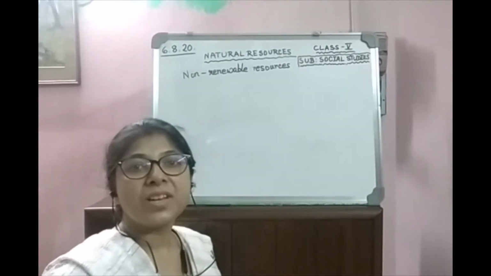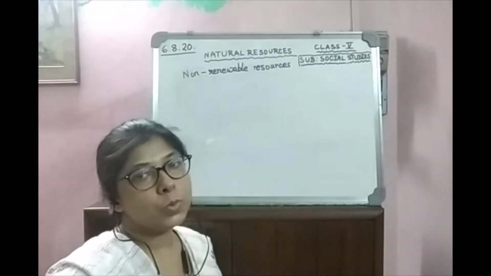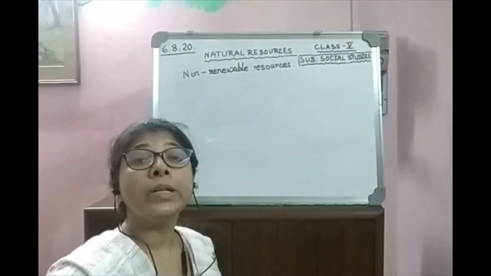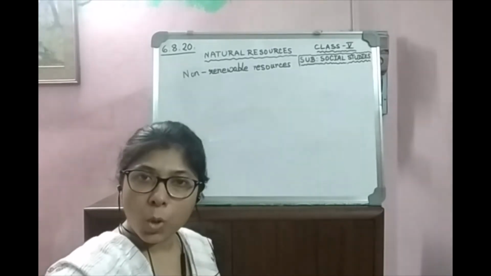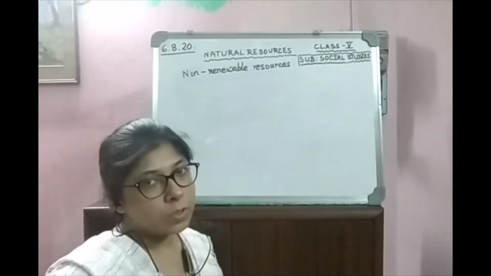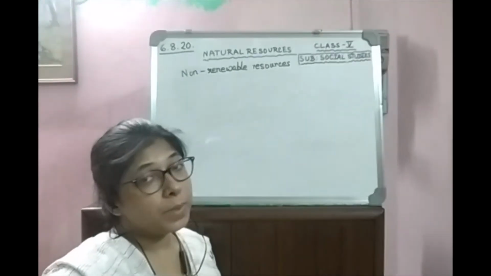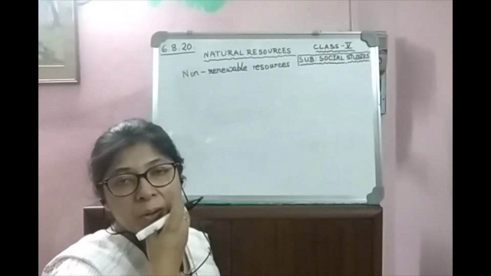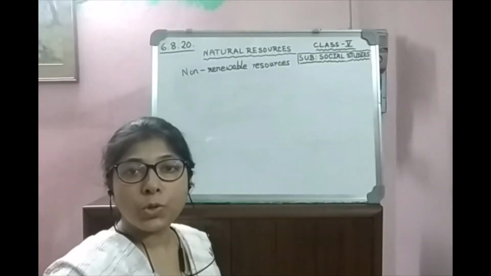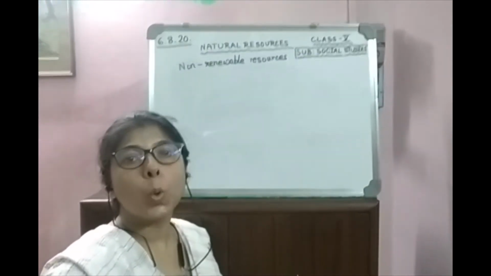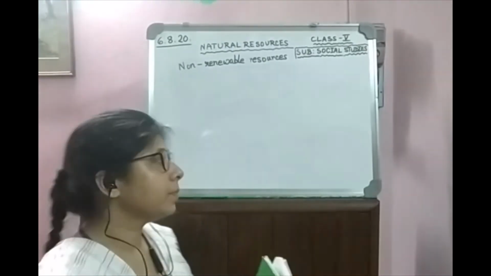Non-renewable resources are resources that cannot be used over and over again. They are found in limited quantity. They are much costlier, exhaustive, and not pollution free. Some of the common examples of non-renewable natural resources are coal, petroleum, and minerals.